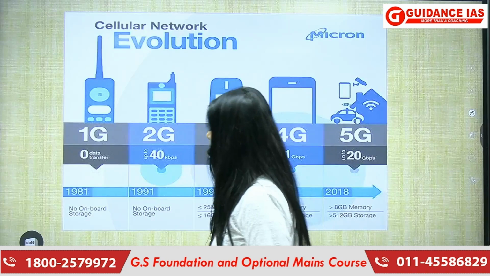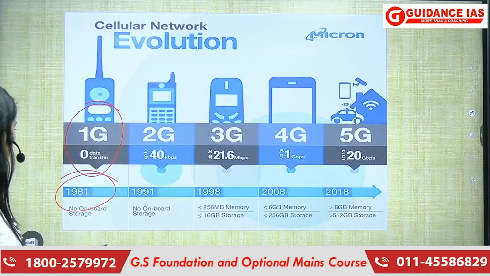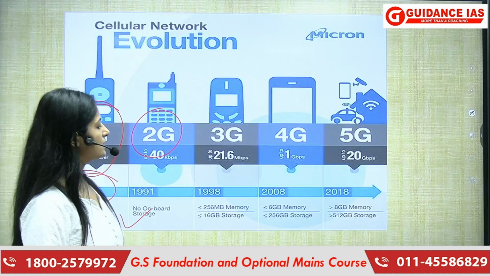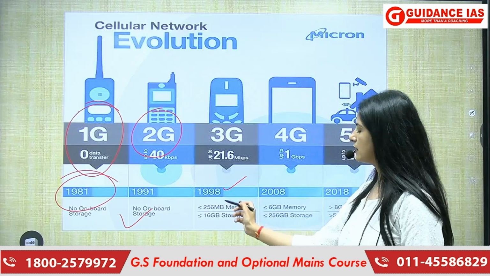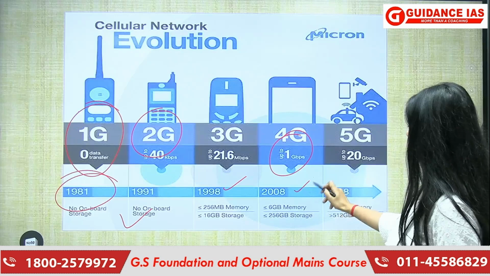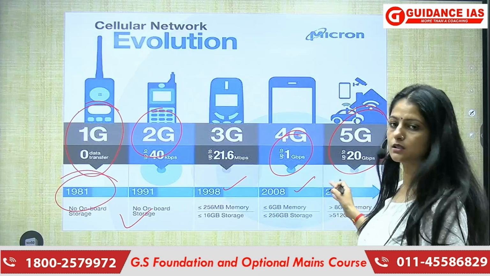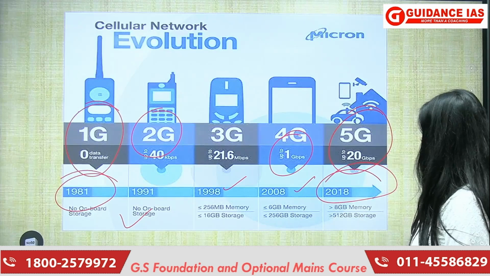The 1G technology came in 1981 and it had no onboard storage. 2G came in 1991, and it also had no onboard storage. 3G came with 21.6 Mbps speed in the year 1998, after about 7 years. Then 4G came with 1 Gbps speed in 2008, and finally 5G with 20 Gbps speed in 2018. It is yet to be implemented in a lot of places, but yes, we are at this particular technology at present, with more than 8 GB memory and more than 512 GB storage.